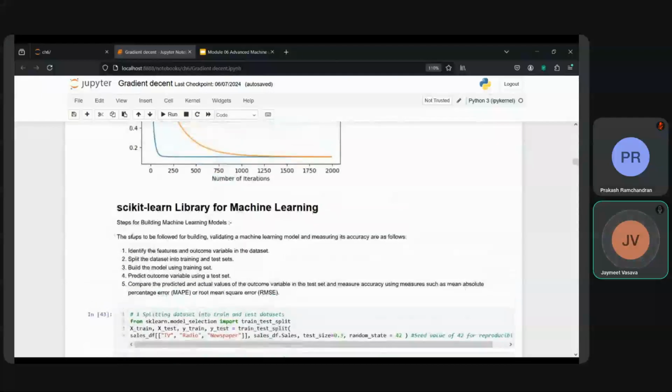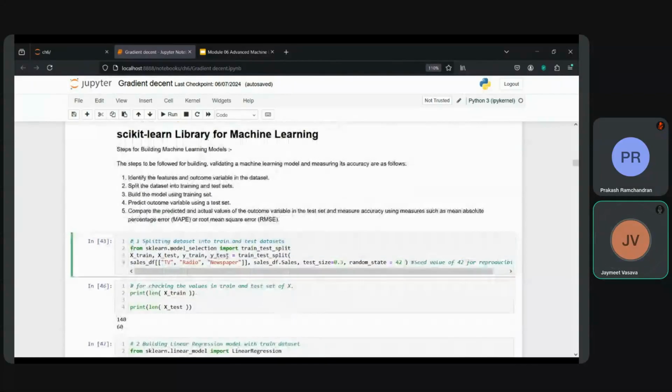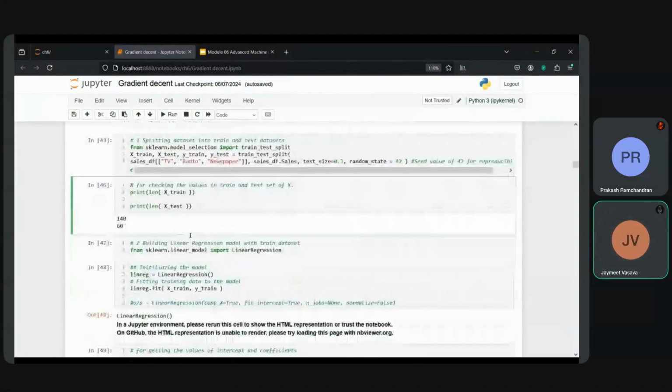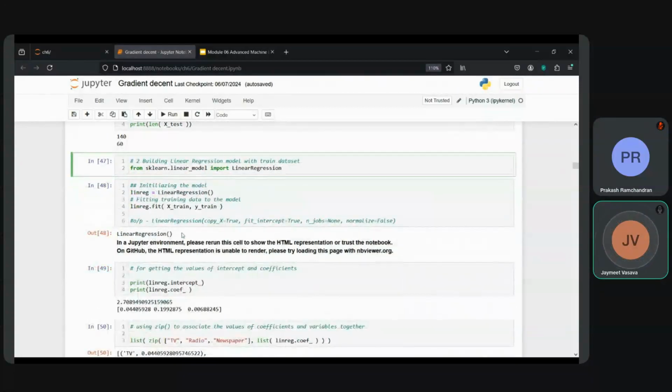So for all the linear regression models that we have made, we made them using scikit-learn. We split the data set, and we check the number of records present, which is 140 and 60 for the train and test, basically 200 records in total. Then we use the linear regression model from scikit-learn and fit the model for the X and y values of the train data split.